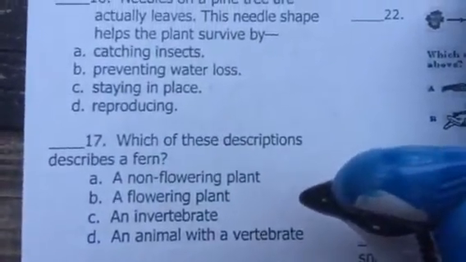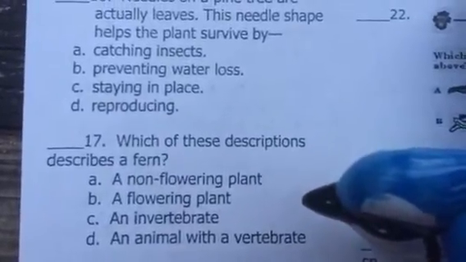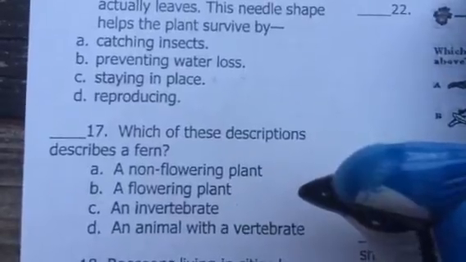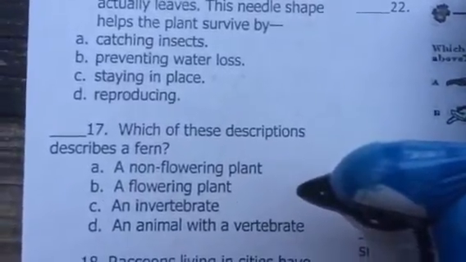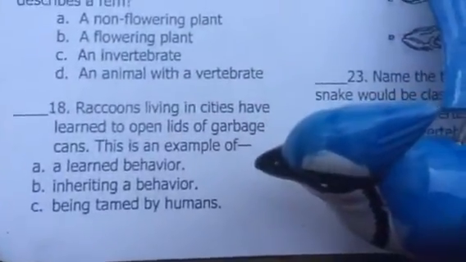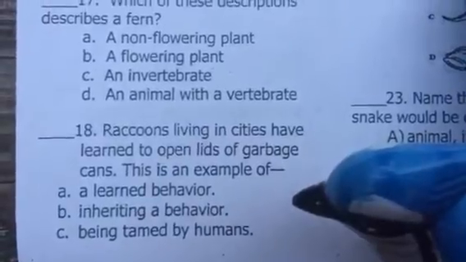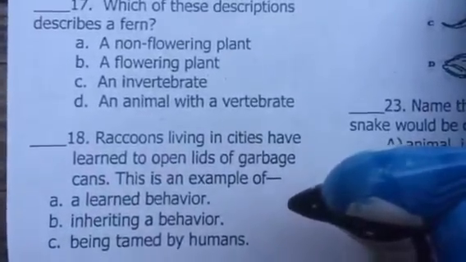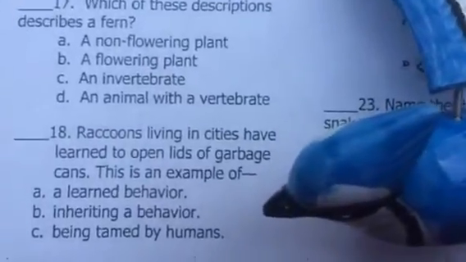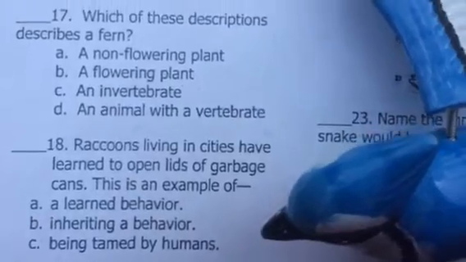17. Which of these descriptions describes a fern? A. A non-flowering plant. B. A flowering plant. C. An invertebrate. D. An animal with a vertebrate. 18. Raccoons living in cities have learned to open lids of garbage cans. This is an example of A. Learned behavior. B. Inheriting a behavior. C. Being tamed by humans.